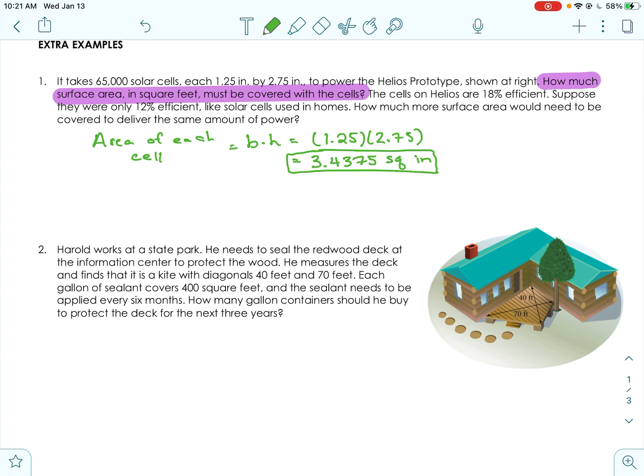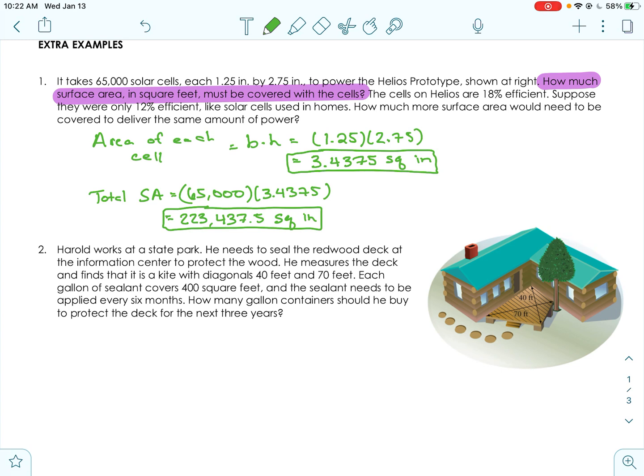So the total surface area is going to be equal to 65,000 times 3.4375 square inches. If we multiply that, we get 223,437.5 square inches.